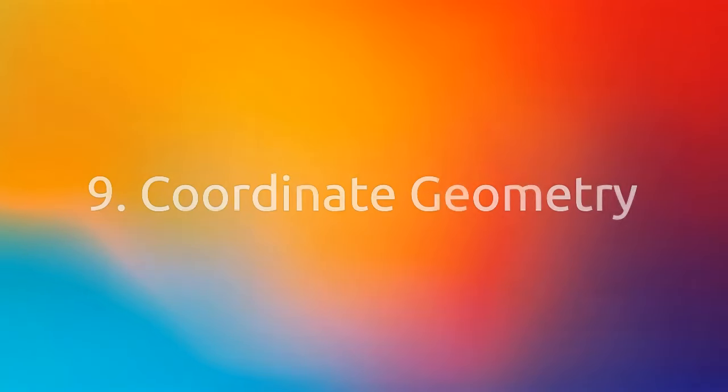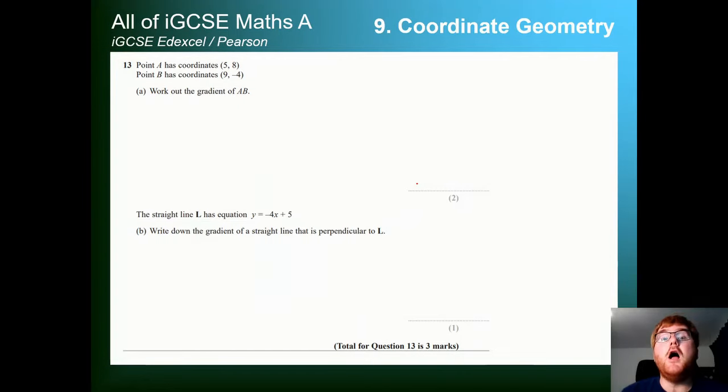And number 9 is coordinate geometry. You didn't think the coordinate geometry would be missing from this video. So looking at gradients, y-intercepts, and there's a really nice question at the end of this part, which covers a lot of different areas of this topic. Okay, and on to our next section here on coordinate geometry. So we're going to go through some basics in the first 2 questions and then a really tricky question towards the end as well. So we have question 13 here.